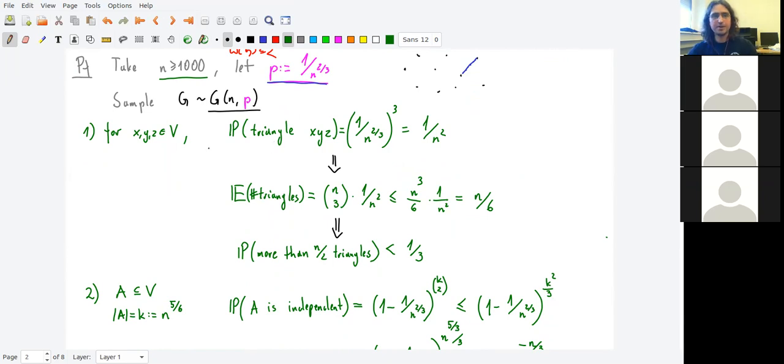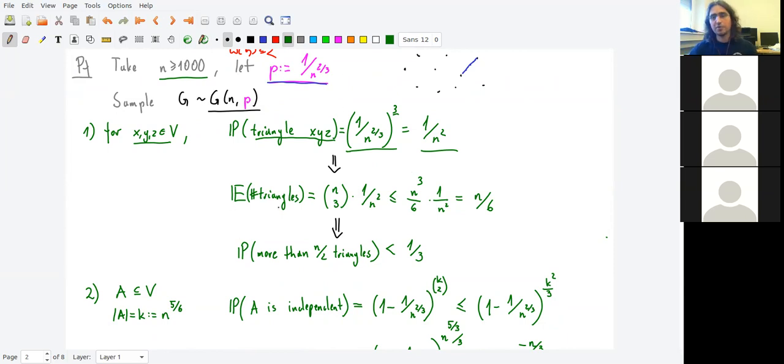More precisely, if I have 3 vertices from my vertex set fixed, what is the probability that there is a triangle between them? Each of those 3 edges needs to simultaneously appear, and they appear independently. So the probability that there is a triangle is p to the power 3, so 1 over n^{2/3} to the power 3, so 1 over n squared. Every single triangle appears with this probability.